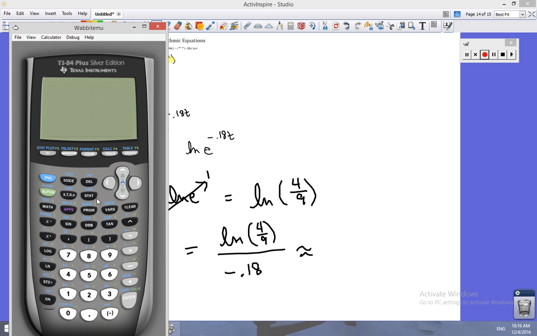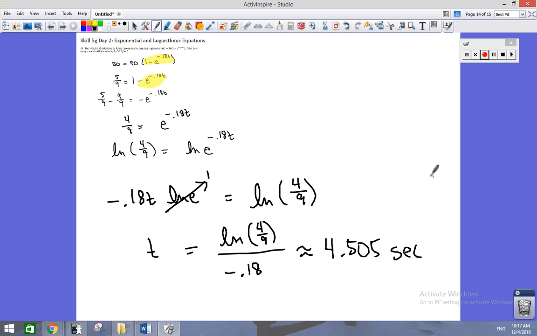So let's give people a decimal approximation here. How many seconds will it take to reach a falling velocity of 50 feet per second? I said negative because I was keying in a negative. It's 4.5 seconds, 4.505 seconds. That's how many seconds after you jump out of the plane, as you're probably screaming, that you're going to reach 50 feet per second. All right, I hope that helps.